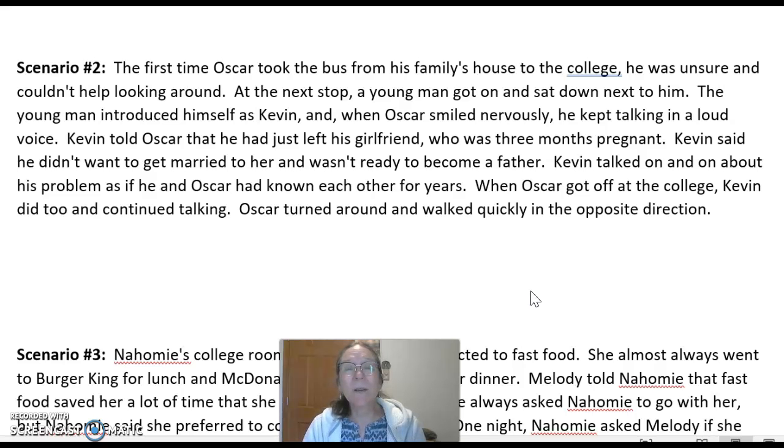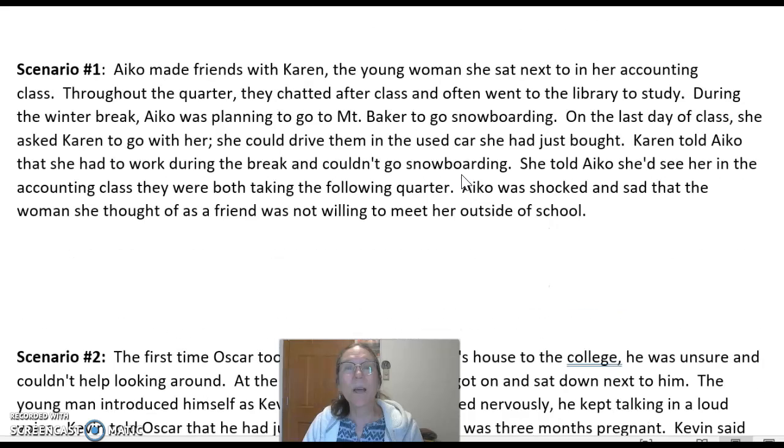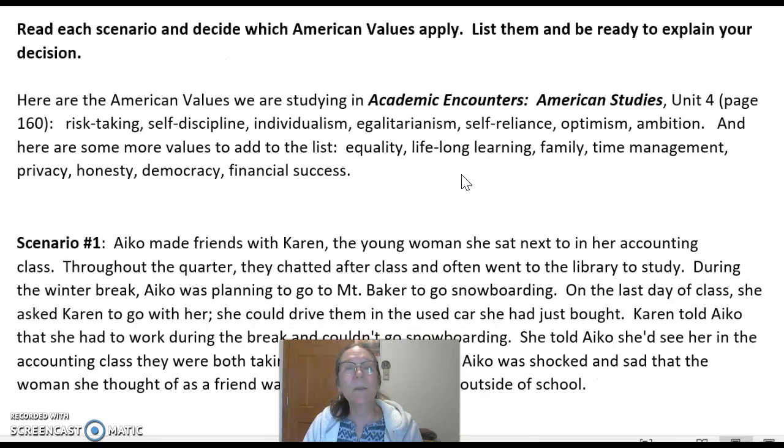Alrighty, so in this scenario, we're going to be focusing on Kevin. Kevin is the guy who is talking about his life. All right, let's look back up here at the values. Risk-taking, self-discipline. Individualism again. Egalitarianism? Maybe. Self-reliance. Yeah, he is acting like he is in charge of himself and not his girlfriend who's pregnant. So I would say self-reliance. He's got to keep himself number one.